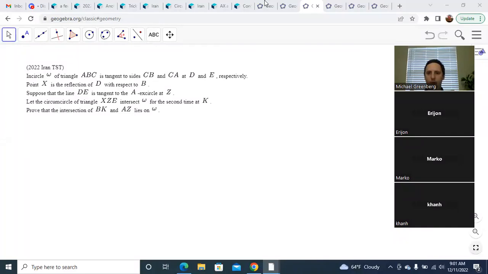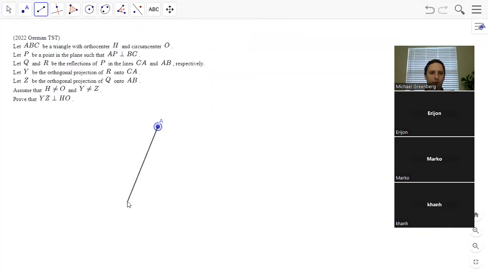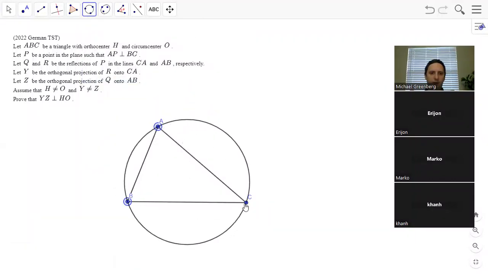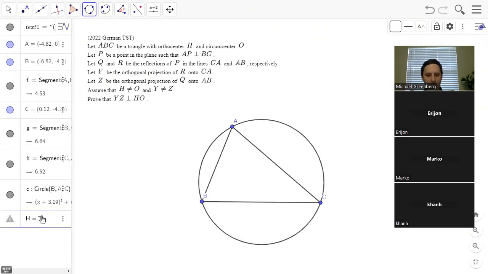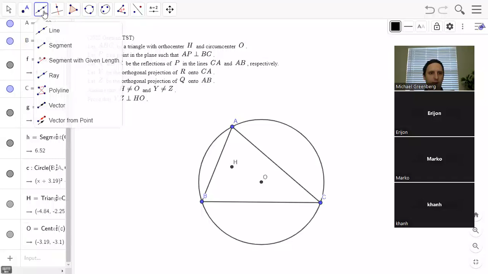So I'm going to start with this problem from Germany. We have a triangle ABC with orthocenter H and circumcenter O. And P is some point on the altitude from A. So let me think how I want to draw this. Let's see, did that work? Oh, I forgot to put B. There we go. O is going to be the circumcenter. P is any point on the altitude.